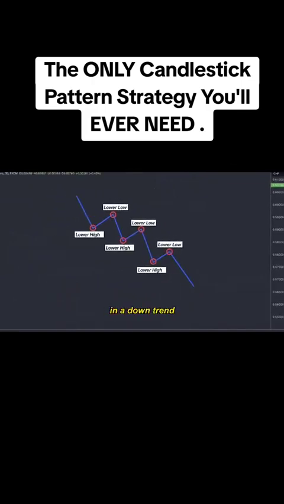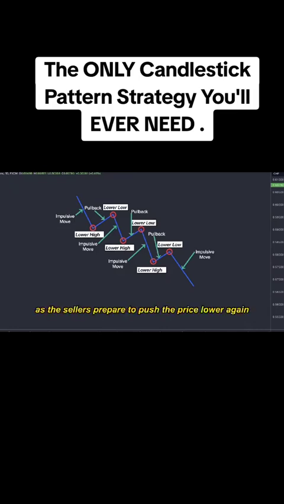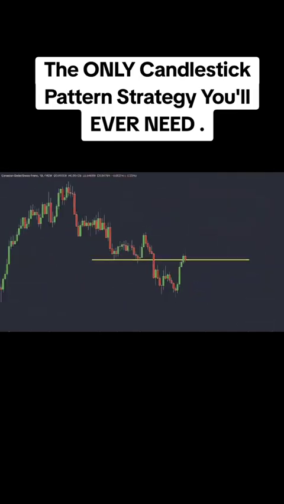In a downtrend, the market consistently forms lower highs and lower lows, indicating that sellers are in control. Price moves in impulsive waves followed by retracement moves. These retracements are short-lived as the sellers prepare to push the price lower again. A bearish pin bar typically forms at the end of a retracement during a downtrend. The long upper wick of the pin bar shows that the market tried to push higher, but sellers stepped in and rejected those higher prices, signaling that the retracement is over. This indicates that the market is likely to resume its downward impulsive move.